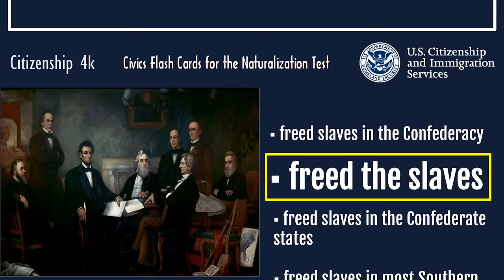Name one U.S. territory. Guam. We elect a president for how many years? 4.